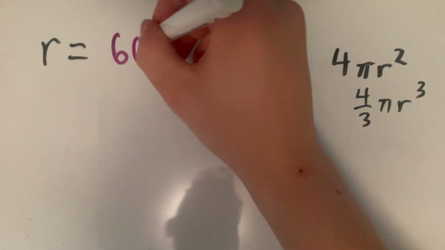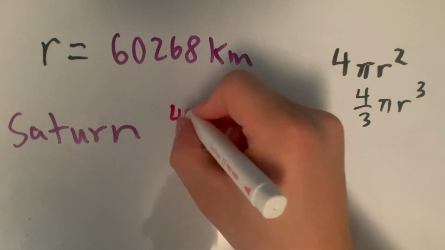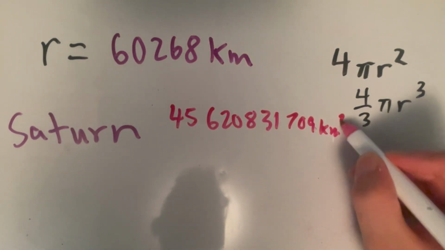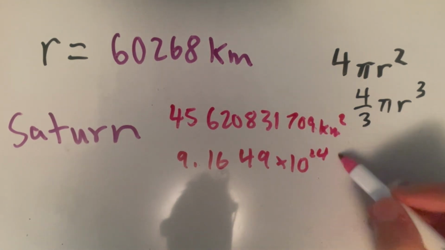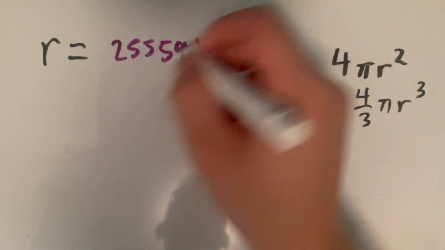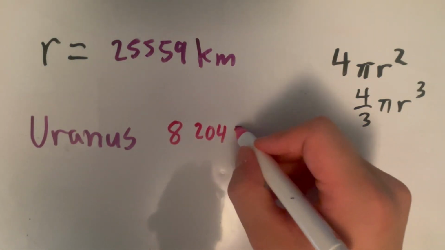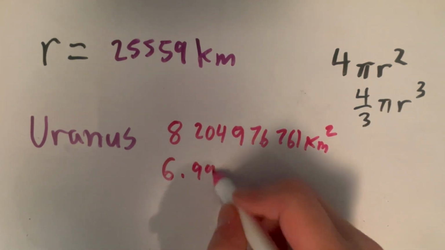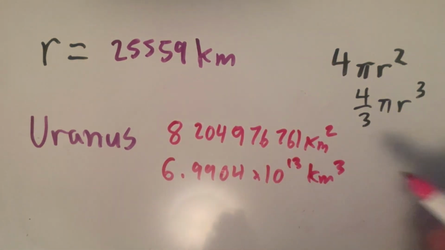Saturn has a radius of 60,268 kilometers. Its surface area is over 45 billion kilometers squared. Its volume is given by 9.1649 times 10 to the 14th kilometers cubed. Uranus has a radius of 25,559 kilometers. Its surface area is over 8 billion. Its volume is given by 6.9904 times 10 to the 13th kilometers cubed.